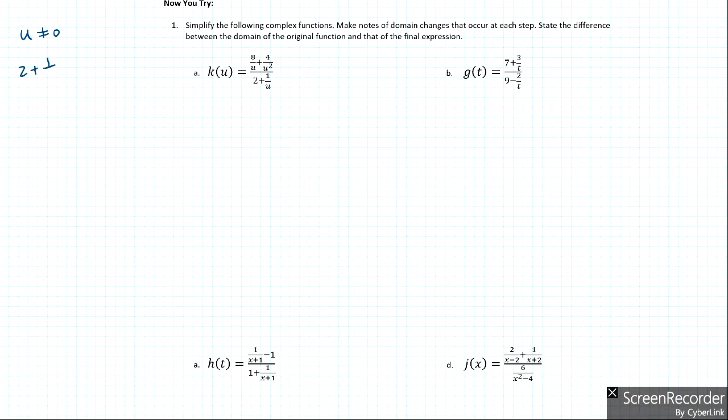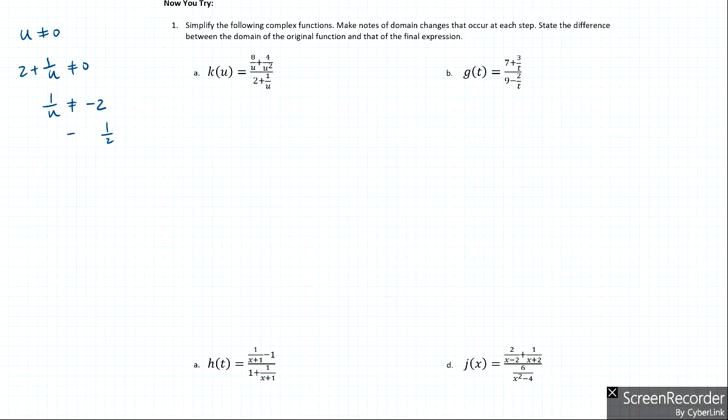But in addition, we want to make sure 2 plus 1 over u doesn't equal 0, and to solve that, we can multiply both sides by u. You can alternatively just subtract 2 on both sides. I just want to introduce this method as well if you want. And if we subtract 2 on both sides, we would get 1 over u doesn't equal negative 2. And to solve for that, you can treat it in two different ways. You can think about 1 over u as really the reciprocal of u, and therefore that tells me u doesn't equal the reciprocal of negative 2, which is negative 1/2 over here.